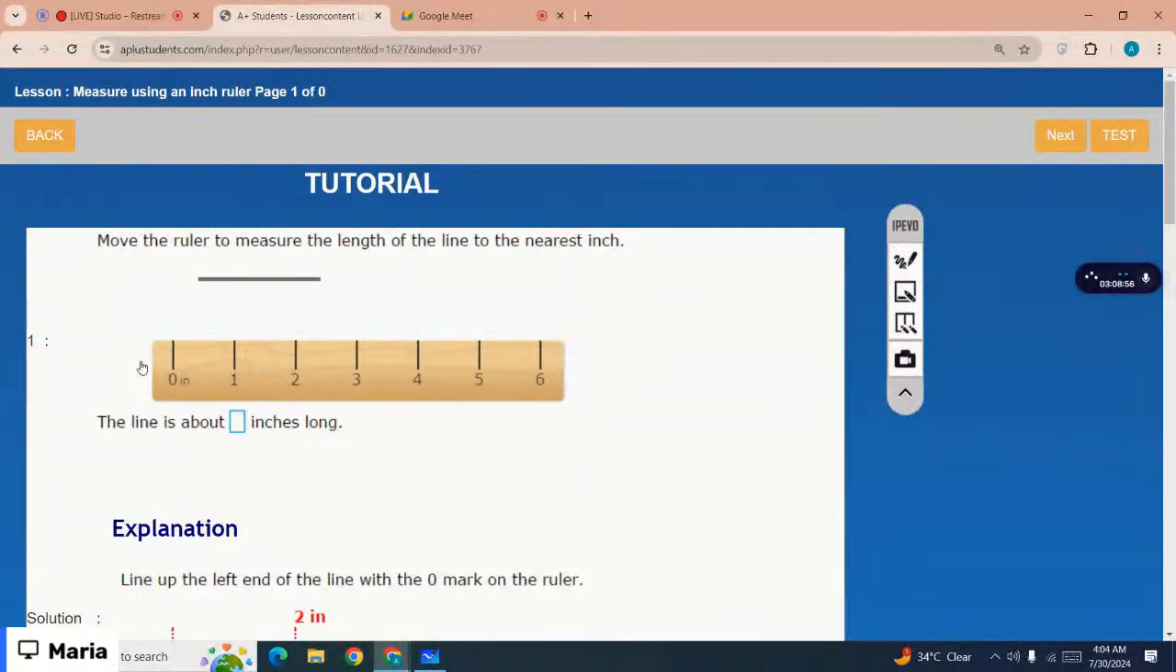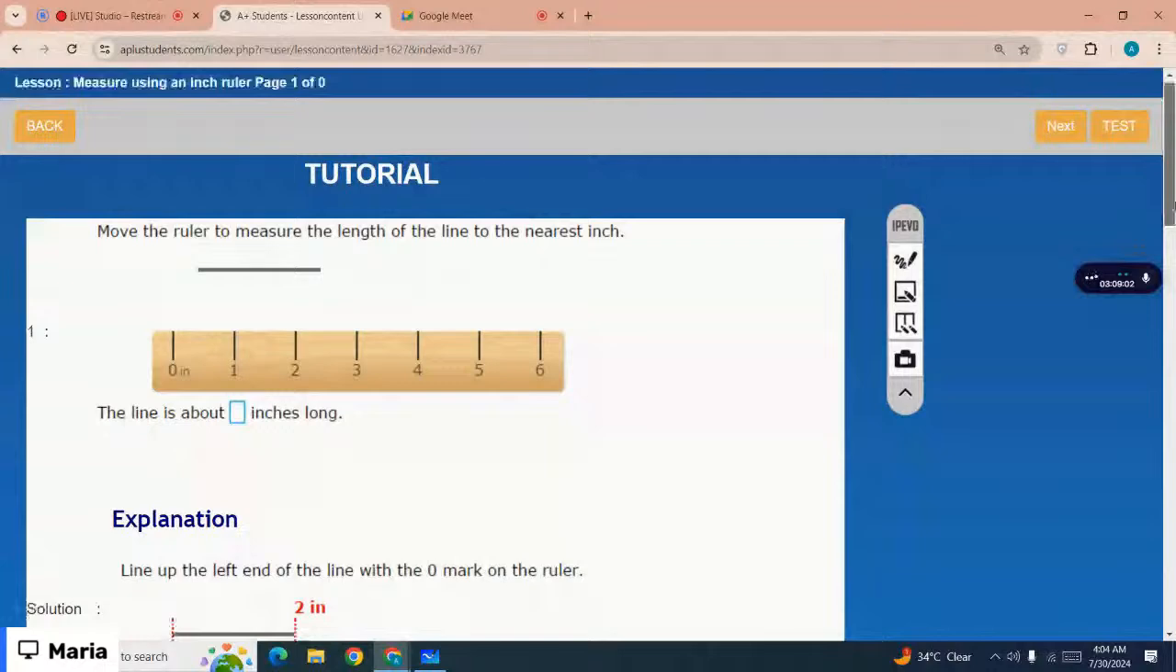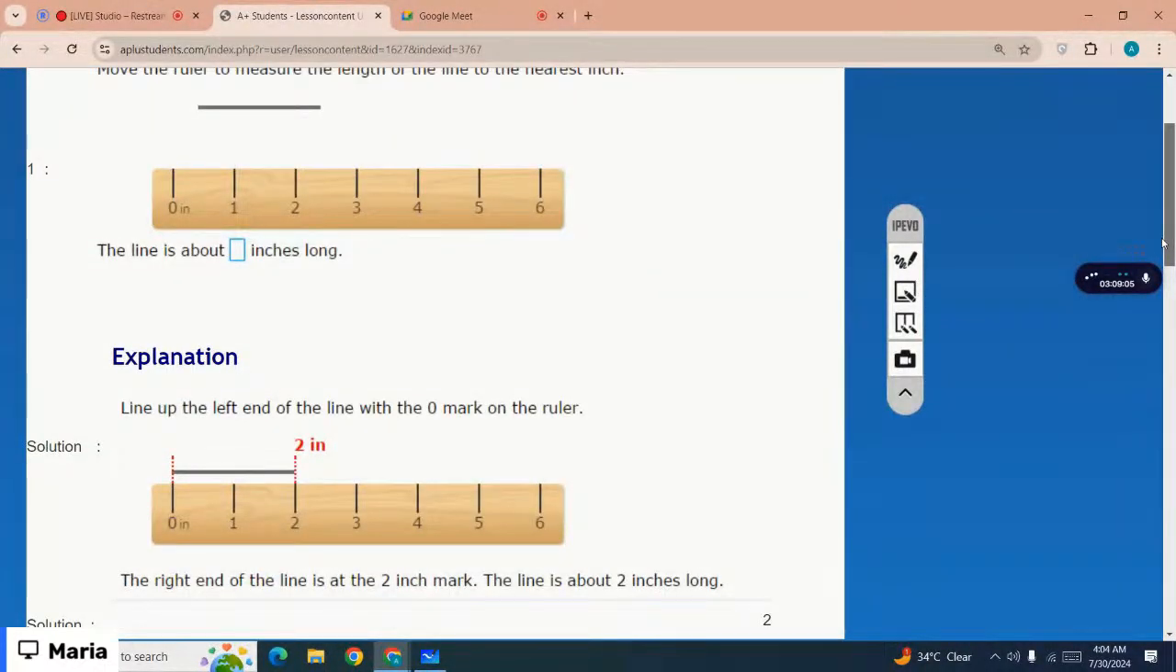Move the ruler to measure the length of the line to the nearest inch. So you are given a line, and you need to measure the length of the line. You can use a ruler that is at your home. Just draw a line. How do we measure the length of the line? You need to line up the left end of the line with the zero mark on the ruler, and then look at the right end of the line. It matches 2 inches, so the measurement of the line is 2 inches. Got it?